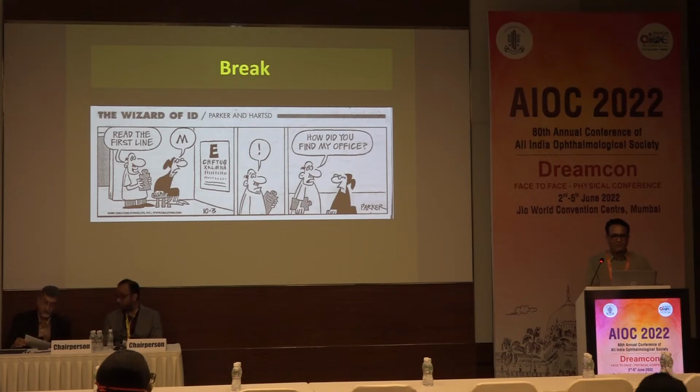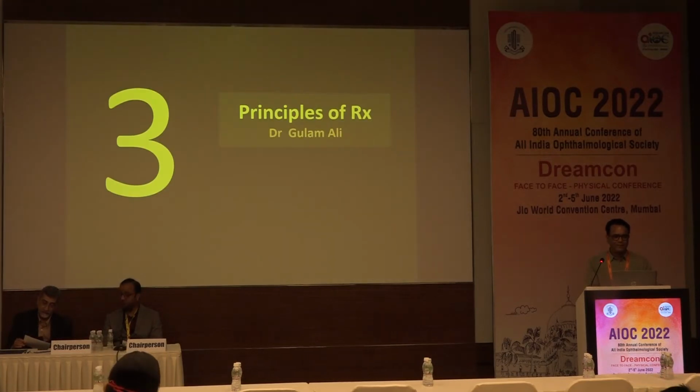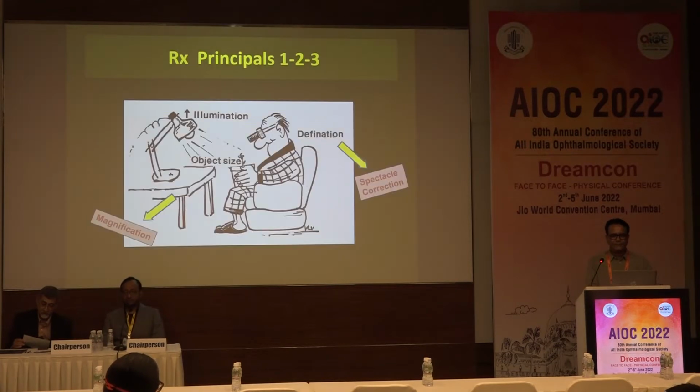Now I start my second part, that is the principles of treatment of low vision. Low vision devices assist people in making better use of their vision. And there are four basic principles to increase vision in a low vision patient. One is to increase the definition or sharpness of the image by refraction and spectacle correction. Second is by increasing illumination. Third, by increasing the size of the object either physically or by prescribing magnification. And fourth is the management of glare or contrast.